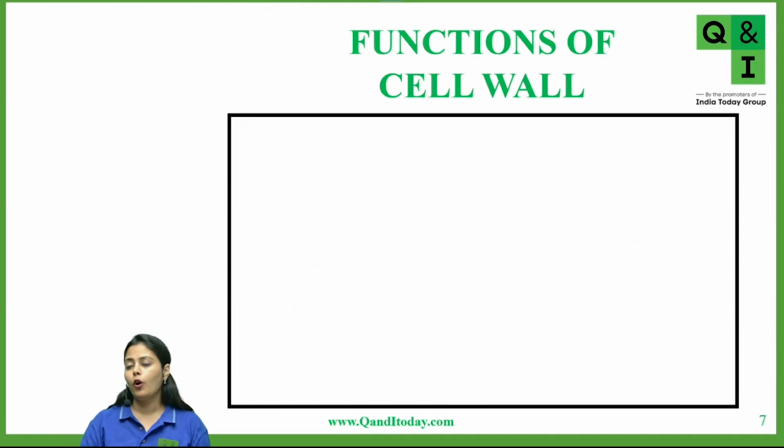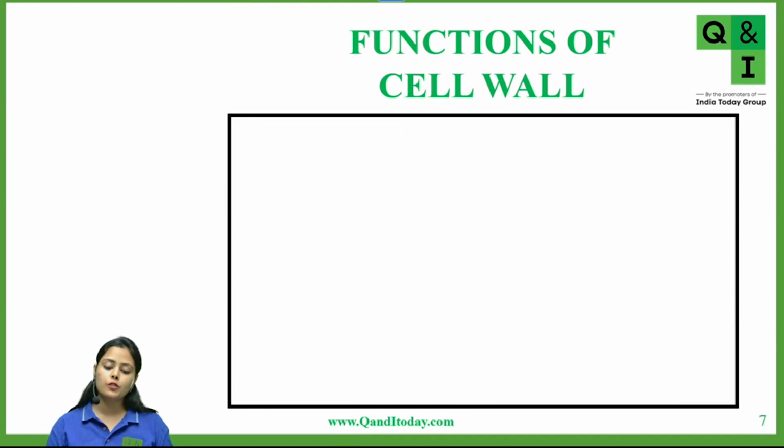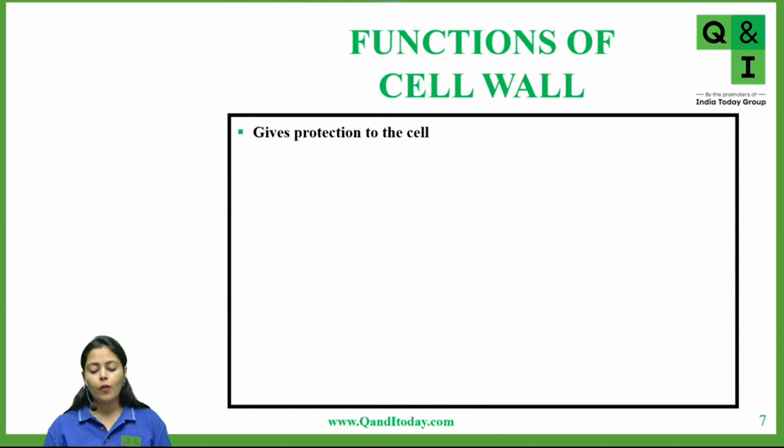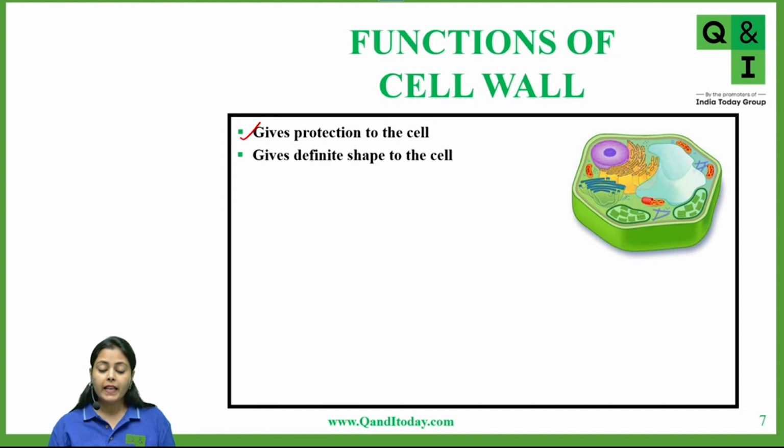Now, functions of the cell wall. Let's see what are the functions of the cell wall. Just now we have understood from the previous slide that it provides protection to the cell. The plants are present in open environmental spaces, so they have to withstand a lot of storms, rainfall, high temperatures. For that, the cell wall gives them an extra protective layer. Then it gives definite shape to the cell. So yes, the cell wall also provides a definite shape to the cell.